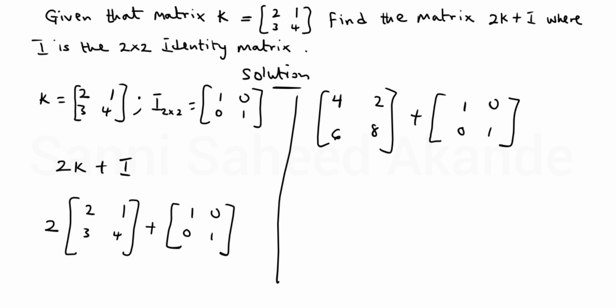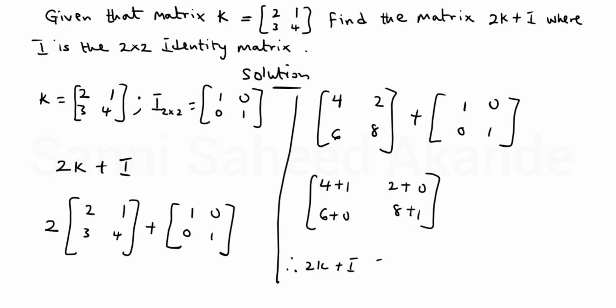So as usual, we have 4 plus 1, 2 plus 0, then 6 plus 0, and then 8 plus 1. So when you add this together, we now have therefore 2K plus I is equal to 4 plus 1 is 5, 2 plus 0 is 2, 6 plus 0 is 6, 8 plus 1 is equal to 9, and then that is the answer to this question. Understood?